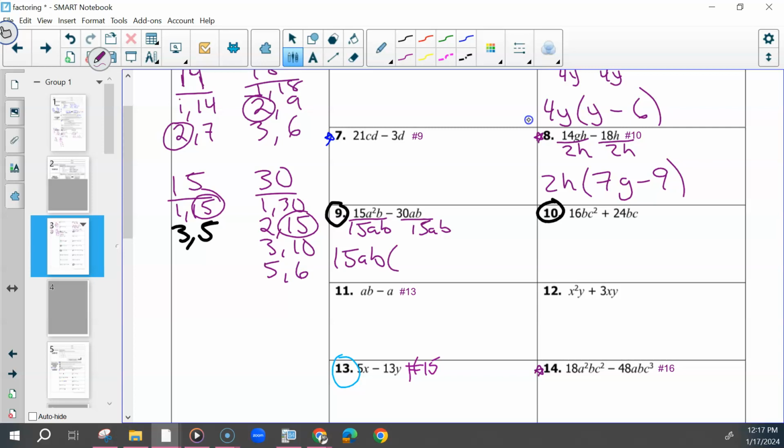Take it one step at a time. 15A squared B divided by 15AB. What would be left? A. Just one A. The B's would cancel, the 15's would cancel, just leaving A. 30AB divided by 15AB. Minus 2. That's it. Any questions about that one?